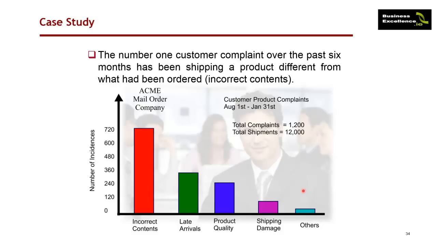The next type of complaint is called product quality. Again, it's the correct product, but the quality of the product is inferior. They also have shipping damage and then other types of damage. The biggest type of complaint that they get is incorrect contents. So what we're going to do is narrow our focus just to focus specifically on incorrect contents.